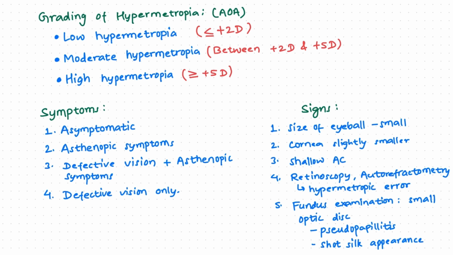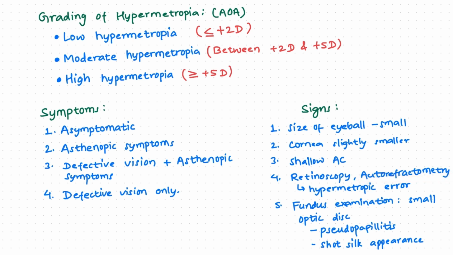Now talking about its signs, the size of the eyeball is small. The axial length of the eyeball is small, so the size of the eyeball is small. Cornea is slightly smaller. There is a shallow anterior chamber. Anterior chamber is between the cornea and the iris. During retinoscopy or autorefractometry, hypermetropic error is seen.